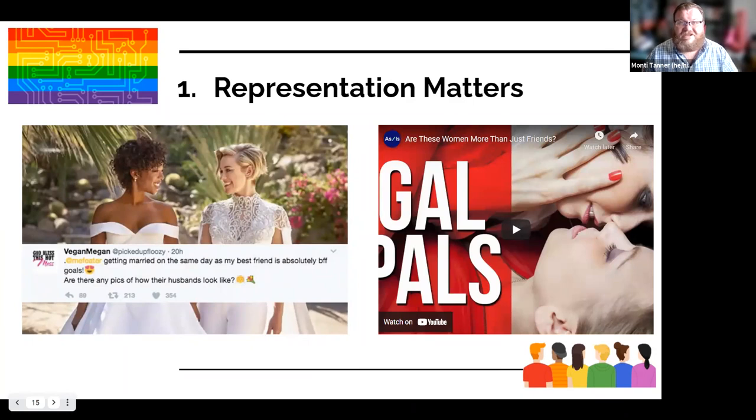I love these little clips here. You'll see on the side here, it is a picture of Samira Wiley. She was a star in Orange is the New Black. This is a picture on her wedding day when she is getting married to her wife. And one of the comments here: getting married on the same day as my best friend is absolutely BFF goals. But are there any pictures of what their husbands look like? It's a form of erasure as well, indicating that the only valid marriage is a heterosexual marriage.